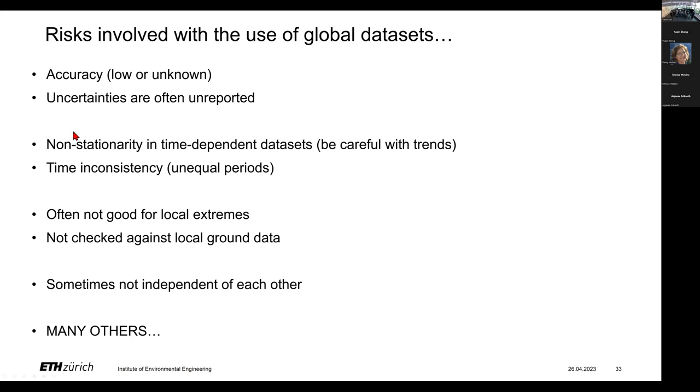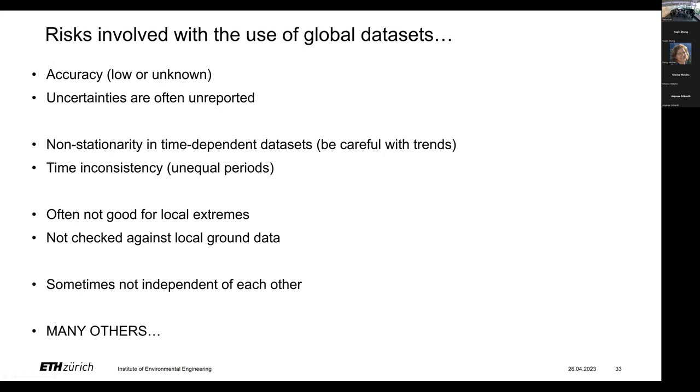Then there's a question of time. There's a non-stationarity often inherent in time-dependent data sets because, for instance, they use stations for calibrating these global data sets, and the number of stations in the early part of the century was nothing compared to what it is today, right? Or vice versa. So this kind of time non-stationarity is problematic, and that's why we should always be very careful to use these global data sets for trend analysis, the descriptions of change in time. And there's a time inconsistency. Not all global data sets have covered the same periods, et cetera.